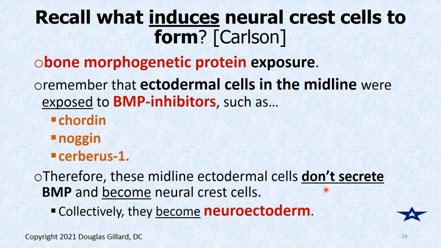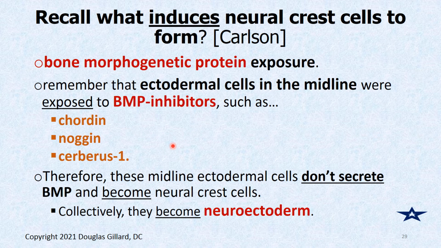Recall what induces neural crest cells to form? Did we say this? I can't remember if we said this. But bone morphogenetic protein exposure is the key here. So ectoderm cells in the midline were exposed to BMP inhibitors, remember? No, I don't think we did go over this. We just said that to become neuroectoderm, you had to turn off BMP via exposure to chordin, noggin, and cerberus.